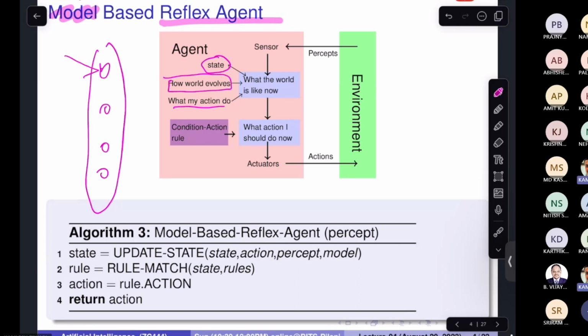Again, the same kind of setting is there: from the environment, percepts are coming, and percepts are going to show how the world is right now. Using my current state, how it evolves, and what my actions do, I am again going to access my condition-action rules. These condition-action rules are going to tell me what action I should take, and then I take this particular action. Make sense? Yes, sir.